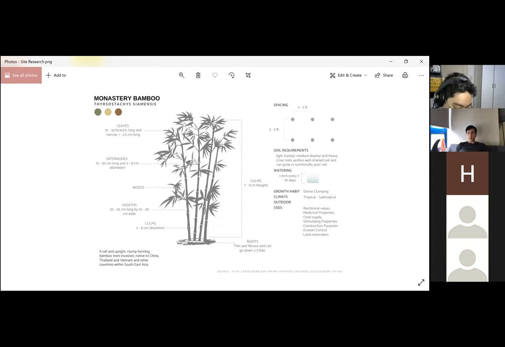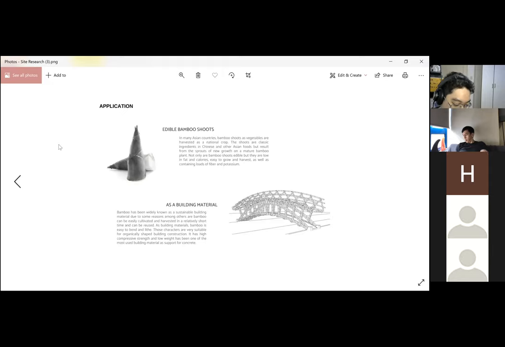So, for some of the applications of this bamboo plant is for the community, since yung food supply niya para sa community, since yung edible bamboo shoots po, considered siya as a vegetable na hinaharvest mostly sa mga Southeast Asian countries. Then I think mag-benefit po talaga yung community, since konti lang po yung mga marketplaces around the area. And of course, as a building material, parang common na po yun na ginagamit siya as an alternative construction material. Yung strength niya and yung low weight has been most used building material as a support for the community.